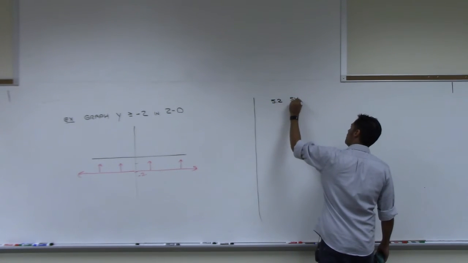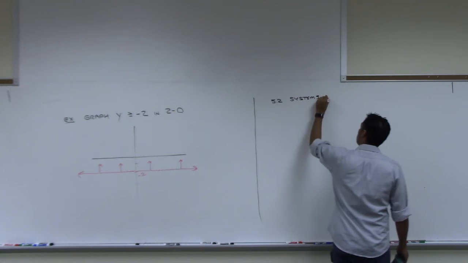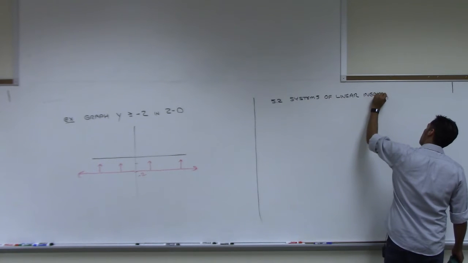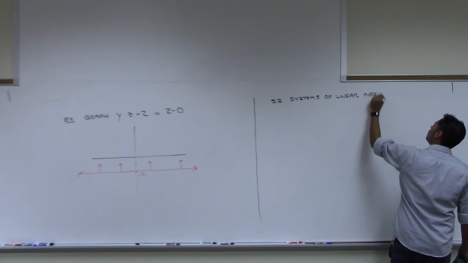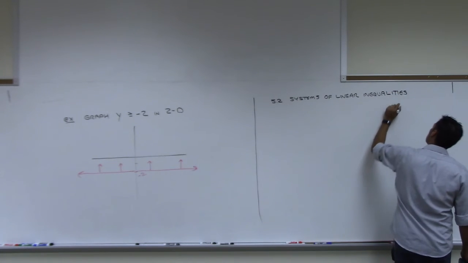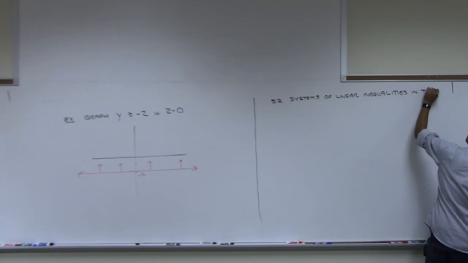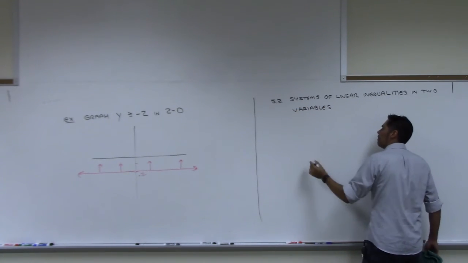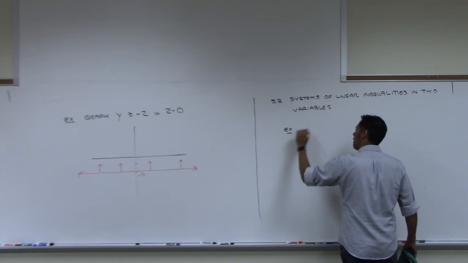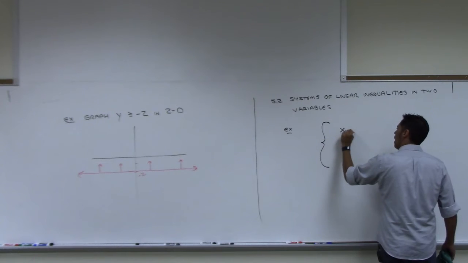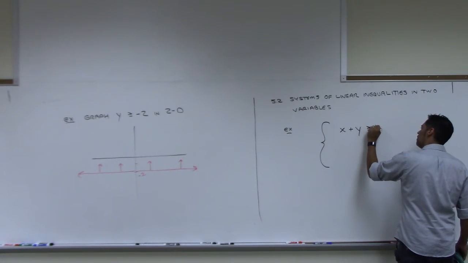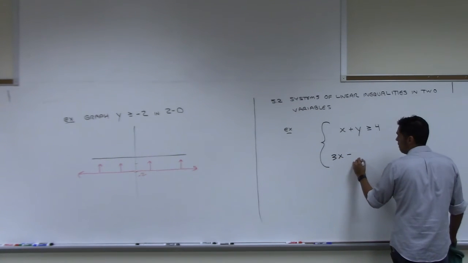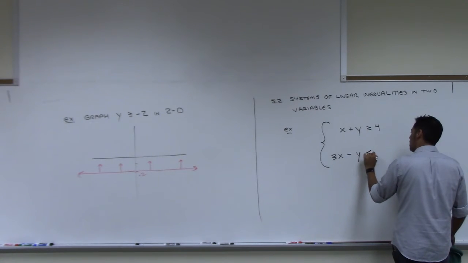(5.2) Systems of linear inequalities in two variables. Example: x plus y must be greater than or equal to 4, and 3x minus y must be less than 10.